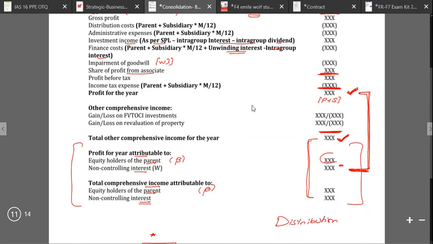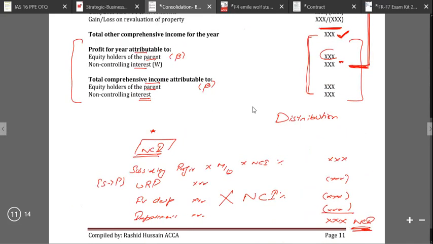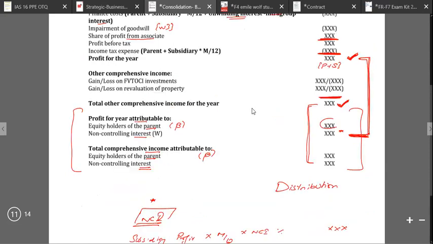Although obviously all these things will not be tested in a single question, there will be some things out of it. Once you are done with the profit for the year and the other comprehensive income, the next stage is the distribution. For distribution, you need to do a separate working. Once you are done with that, you compare this NCI profit with the profit for the year, and the balancing figure goes to the parent. So this is how you calculate the things.